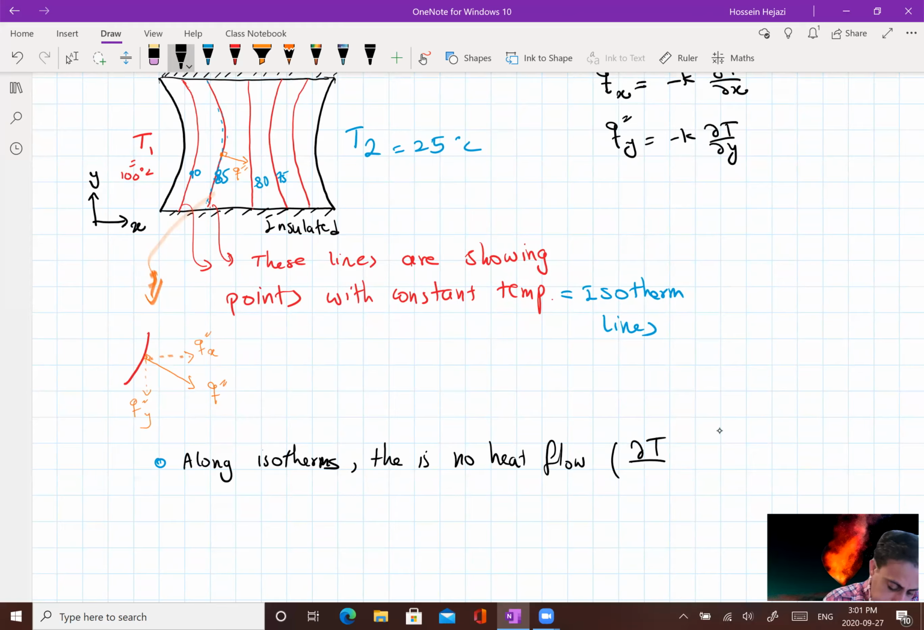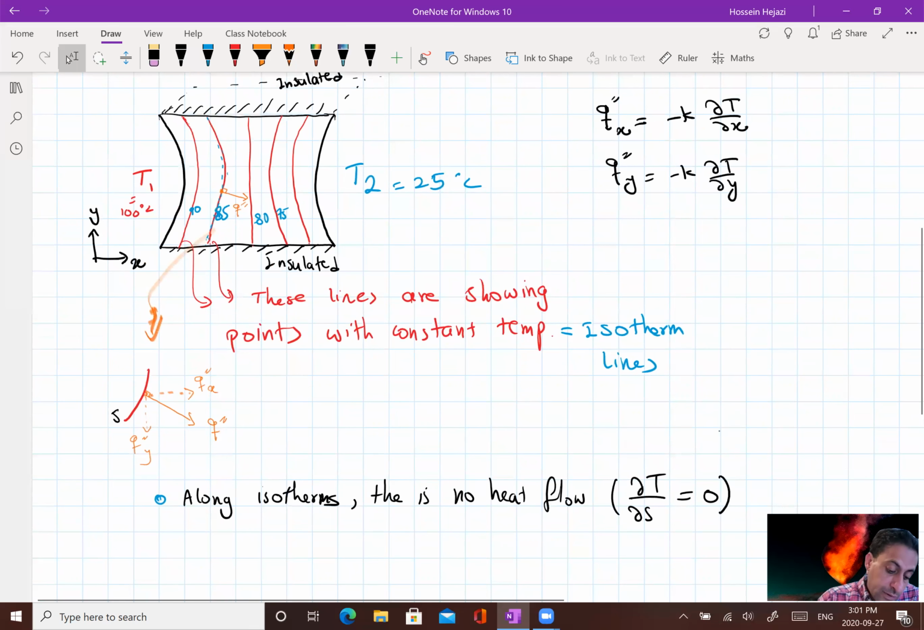Since dT/ds, let's say we show this curvature by s, dT/ds is 0. Or this line by s, dT/ds is going to be 0. So always along the isotherm, we don't have any flow. Okay, so that's one thing. And whenever we have a flow, like heat flow, it is going to be perpendicular to this isotherm line.